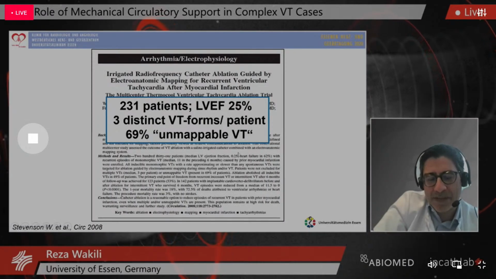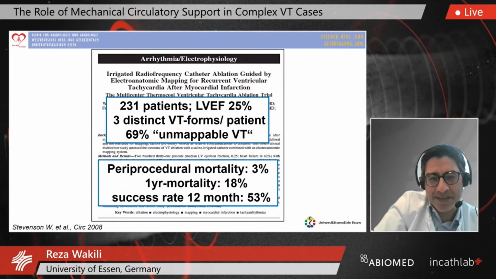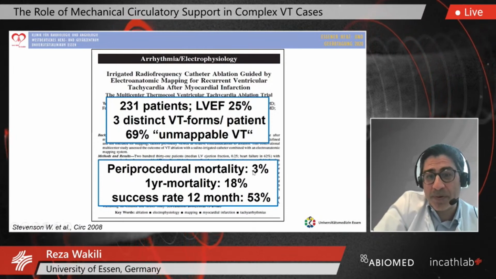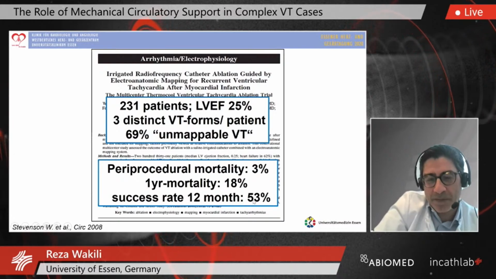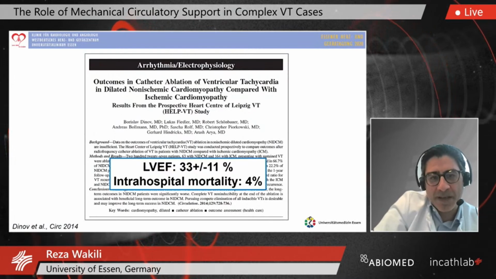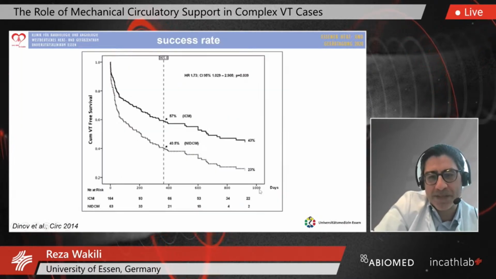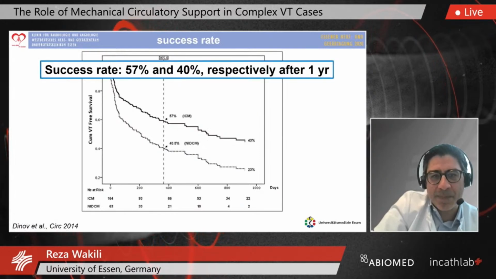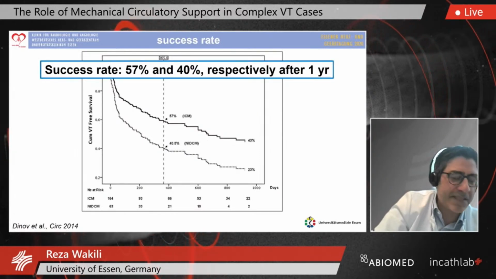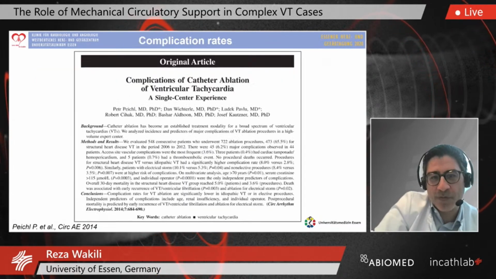And 69% of these VTs were actually unmappable due to hemodynamic intolerance. How was the peri-procedural mortality? 3%, 1-year mortality 18%, and the success rate was pretty poor for treatment, 50%. These are data from Leipzig, from the Gerd Hendricks Center. Mean left ventricular ejection fraction was 33%, intra-hospital mortality 4%. What about success rate? More or less the same: in ischemic cardiomyopathy 57%, in non-ischemic cardiomyopathy 40% respectively after 1 year. So there's a lot of room for improvement.